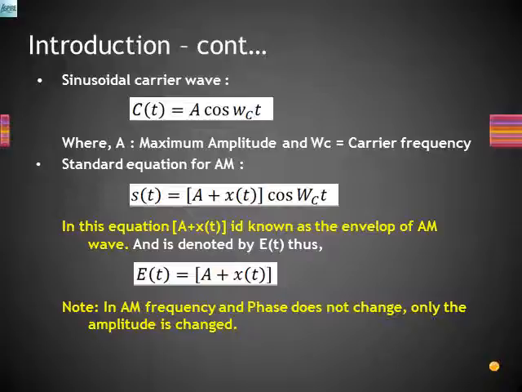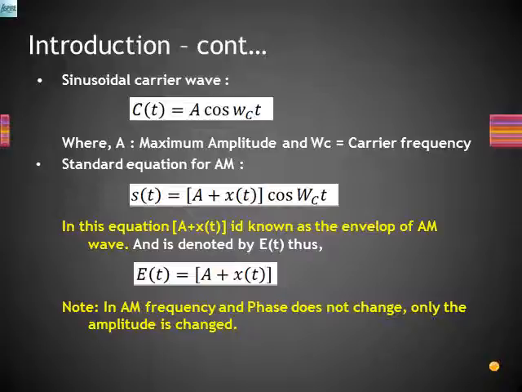In this equation, A plus x(t) is also known as the envelope, and it is denoted by e(t). Thus e(t) equals A plus x(t) and is called the envelope of amplitude modulation.